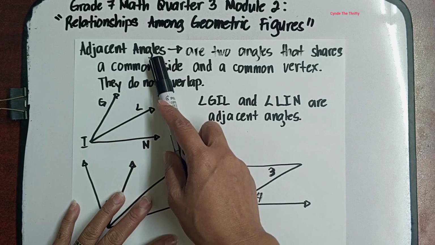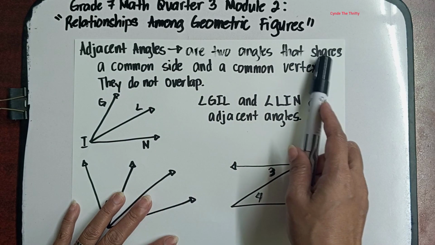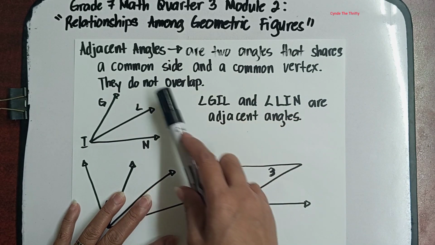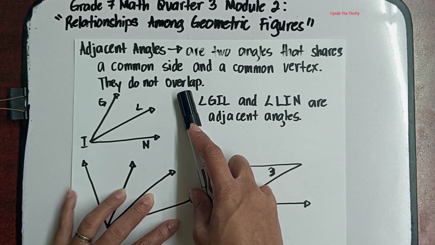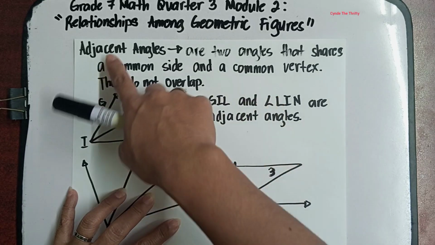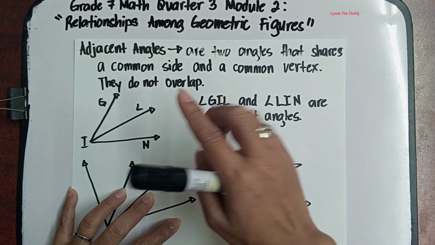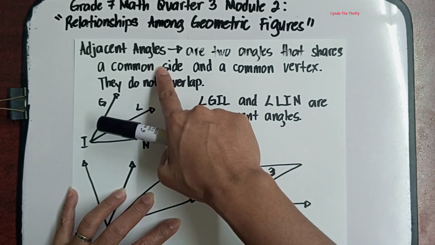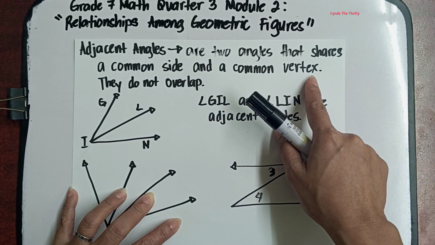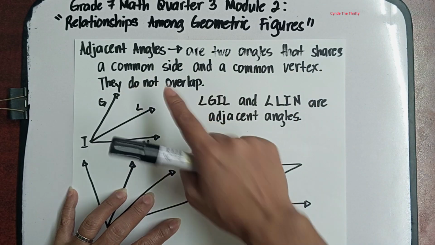Adjacent angles are two angles that share a common side and a common vertex. They do not overlap. Okay? So, kung ang vertical angles ang share lang nila ay isang vertex, si adjacent angles ang kanyang i-share ay ang kanyang side. So, meron silang common side at meron silang common vertex. Pero hindi sila nag-overlap. Okay?